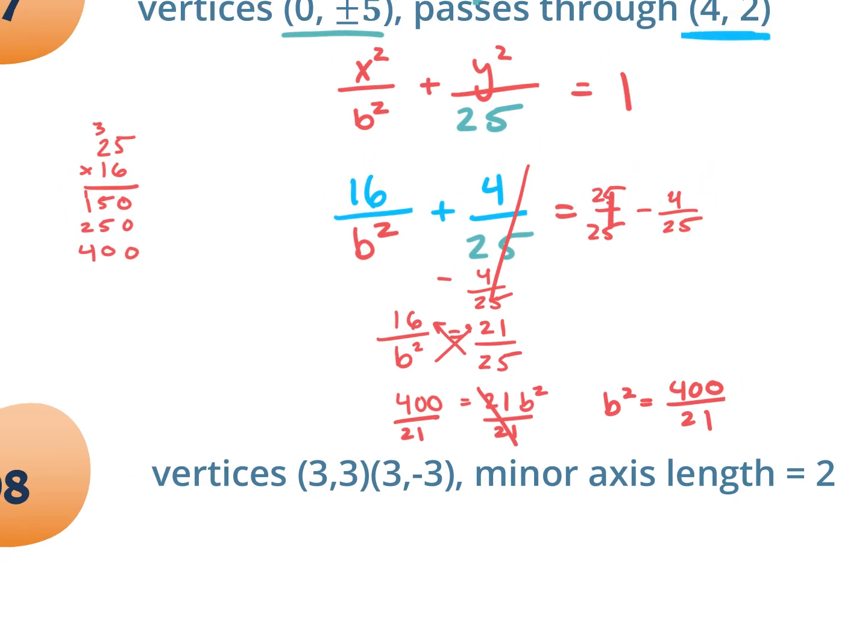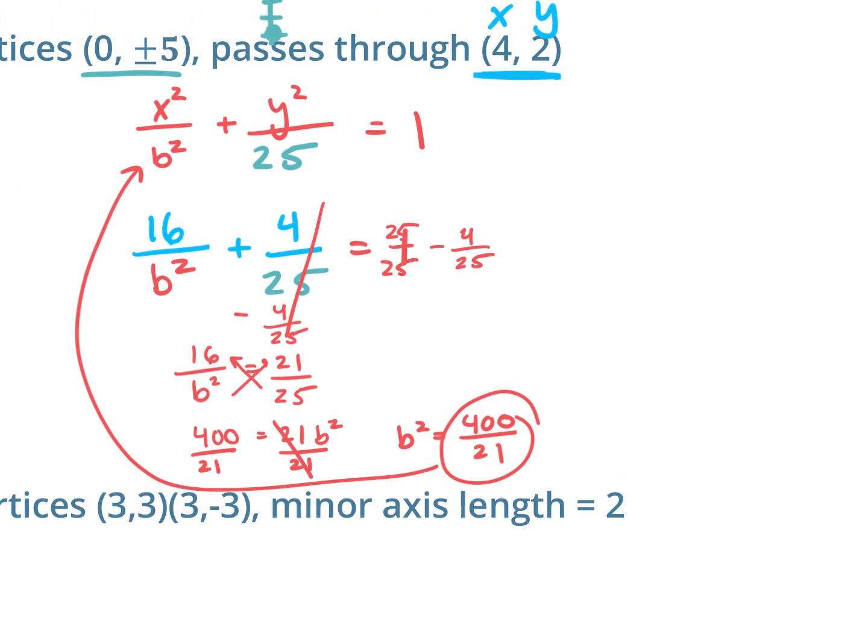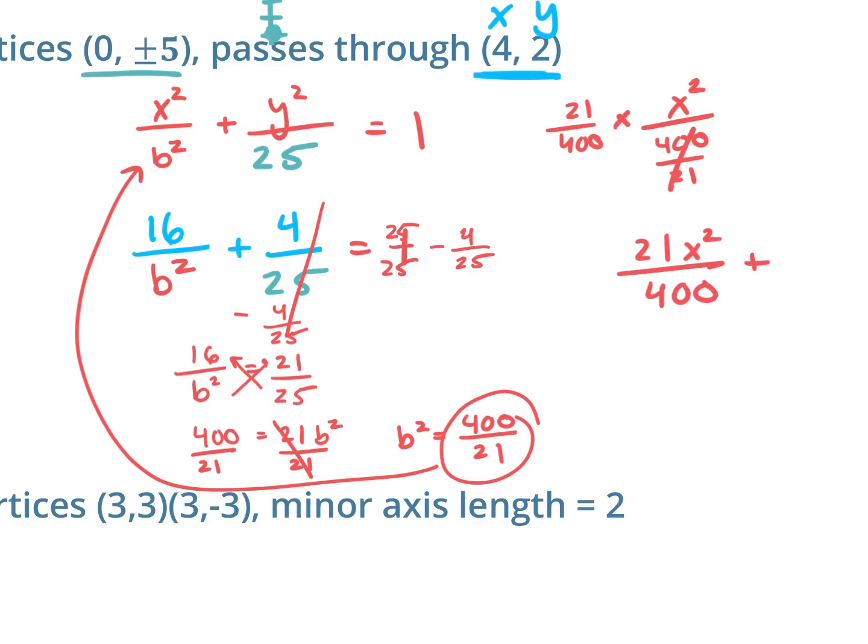So we're going to take 400 over 21 and plug it in to B squared. So when I plug it in, be careful because that's going to give us a fraction and a fraction. We have x squared over 400 over 21. What do we do when we have a fraction and a fraction? Keep, change, flip. So we're going to keep the top, change to multiplication. We're going to flip the bottom to 21 over 400. So this would be 21x squared over 400 plus y squared over 25 equals 1.